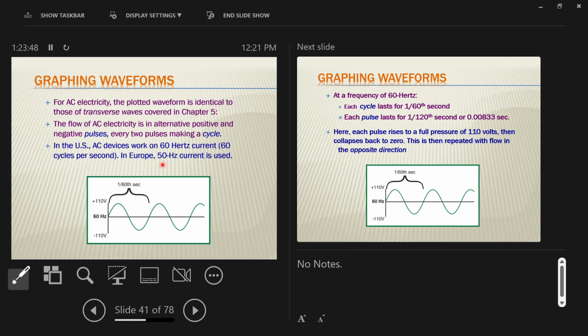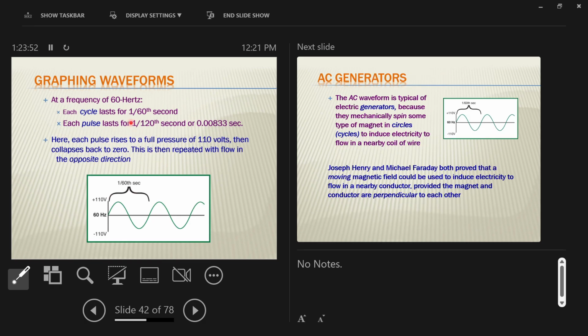All right. So the next step up from this is we need to know that if something happens at 60 cycles per second, then a single cycle only lasts for 1/60th of a second. Okay? How many pulses did it take to make 1 cycle?